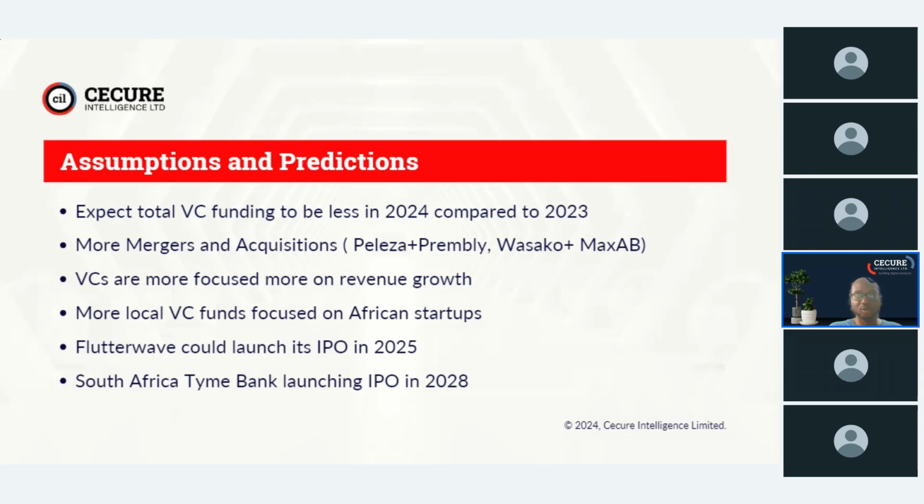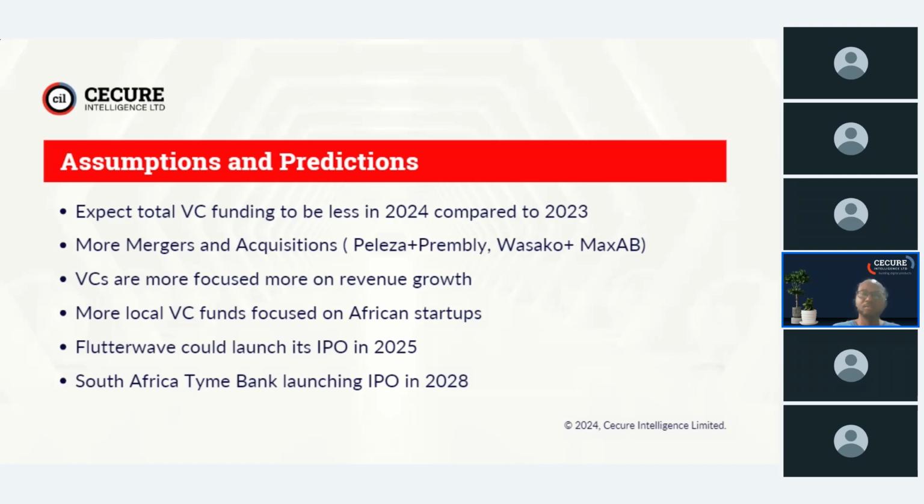And in that case, because of the low funding, the funding winter, we're expecting to see more mergers and acquisitions. Some notable companies have already started mergers. Peliza and Prembly have already merged, and Wasoko and MaxAB, which is in East Africa, have already merged their companies. So we're expecting to see a little bit more mergers and even more acquisitions. I think in Nigeria this year, Brass, the fintech startup, was acquired by a consortium led by Paystack.